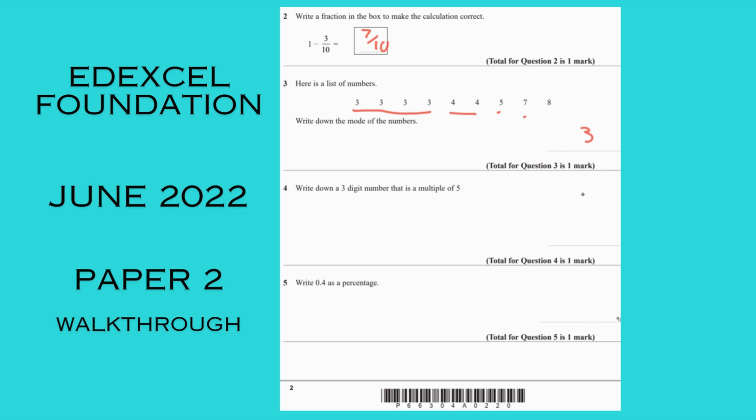Write down a 3-digit number, multiple of 5. Obviously, there's loads to choose from. I'll go for the simplest.